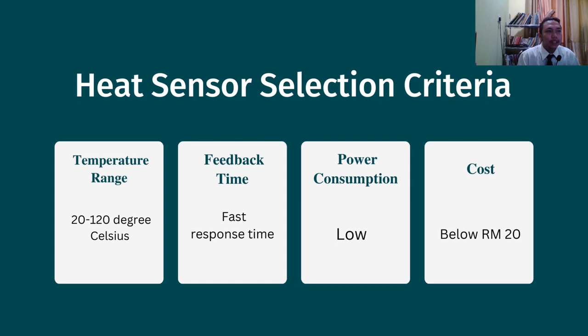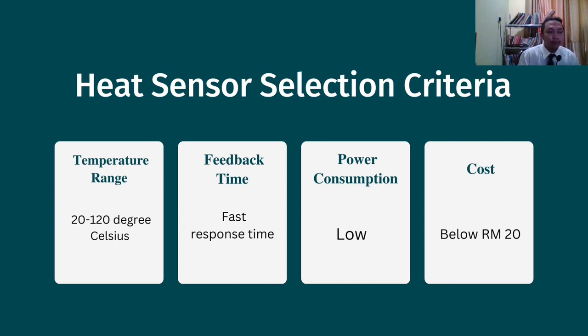These are the selection criteria for the sensor. The temperature range is between 20 to 120 degrees Celsius, as stated from the thermodynamics part. We also need a fast response time for the user to take action faster and to minimize damage on the motor and gear.